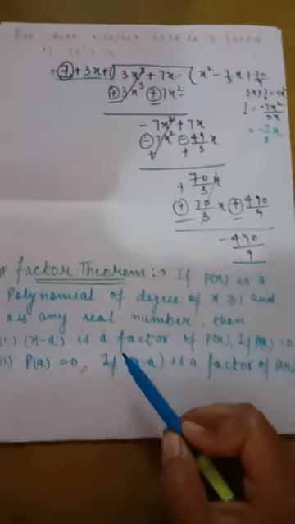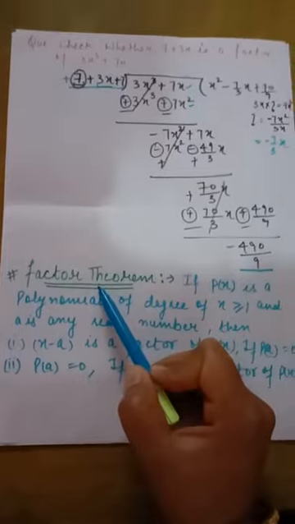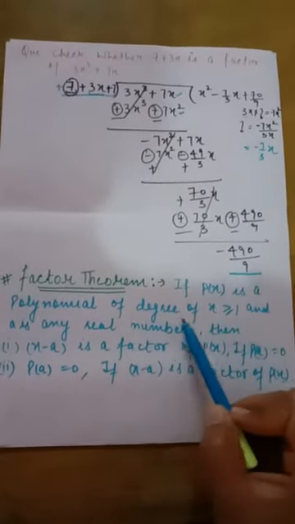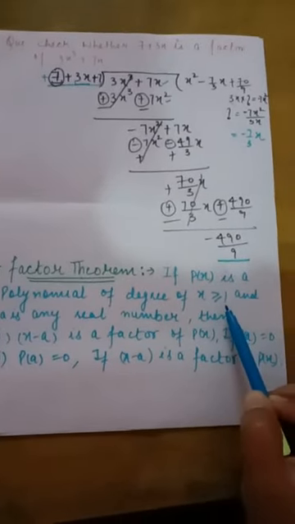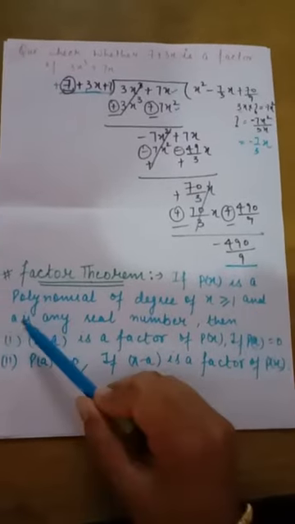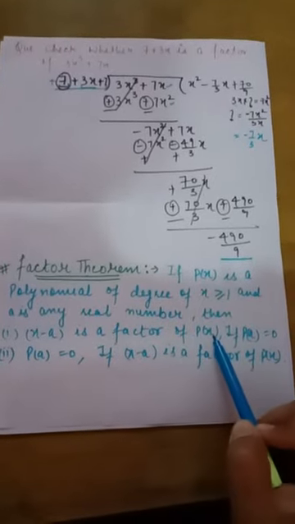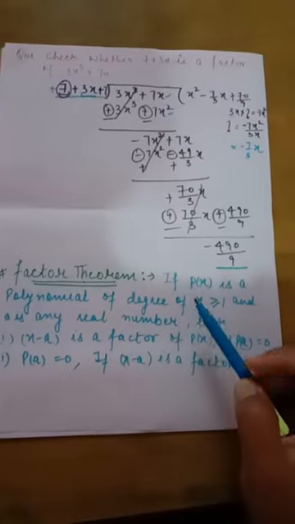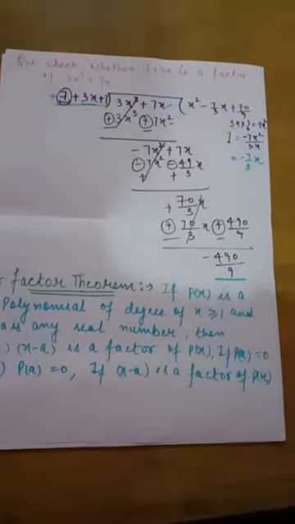Now we will switch to your next topic, factor theorem. What is the factor theorem? If p(x) is a polynomial of degree greater than or equal to 1, which means, again like the remainder theorem, the degree is not equal to 0 or less than 0, and a is any real number, then x minus a is a factor of p(x) if p(a) is equal to 0. Only yesterday we learned how we will find the value of any polynomial.